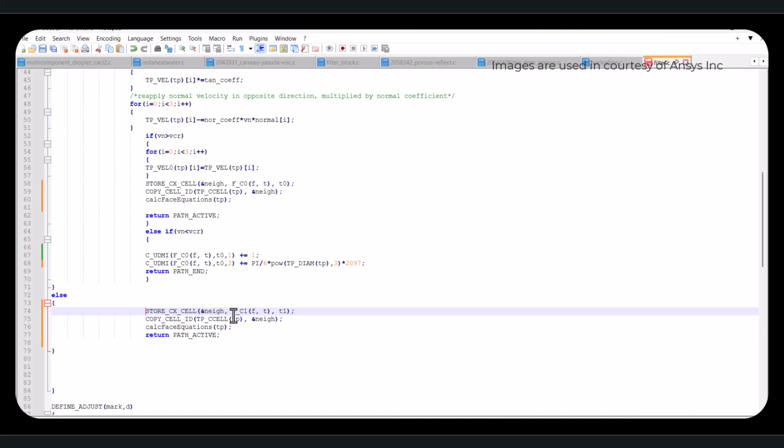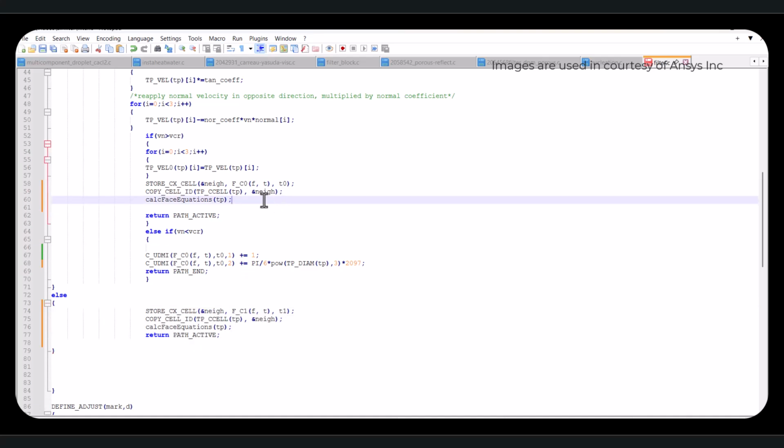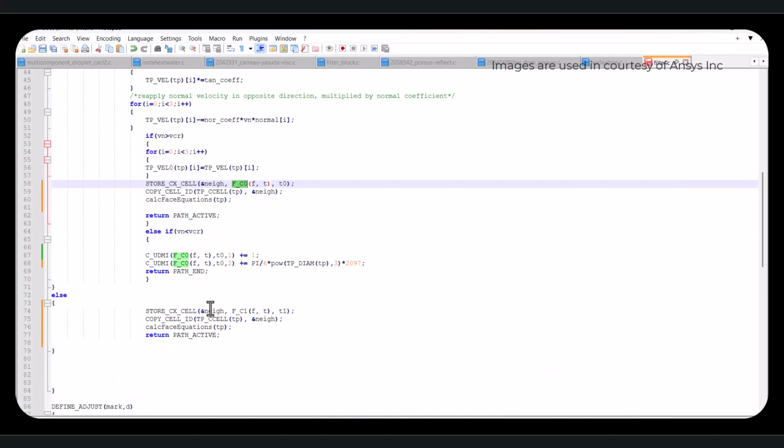So it will store f_c1, f, t, t1, and it will make the particles jump to the neighboring cell, and it helps return the path active. It means the particles will be in active state. But in this case, as you see, we are using f_c0, meaning the particles which are hitting with more than critical velocity will be retained in this cell, not pass through the cell. So it will retain in the same cell, and with different velocities and magnitudes it will travel, it will track, what I mean to say. And that is also part of return path active.